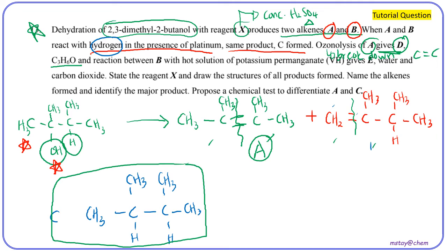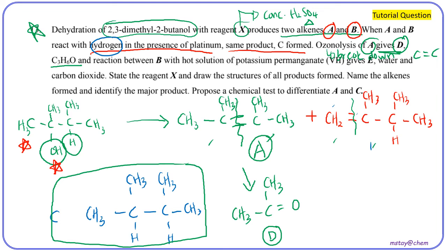C3H6O, so when you check here, 1, 2, 3, 3 carbon, 6 hydrogen, and then after you break the double bond, you add oxygen next to the double bond. So it's CH3, CH3, double bond O. So this is the structure for D.